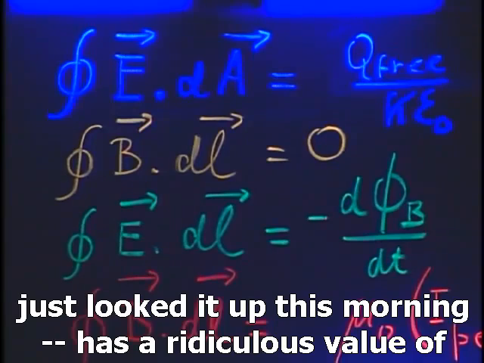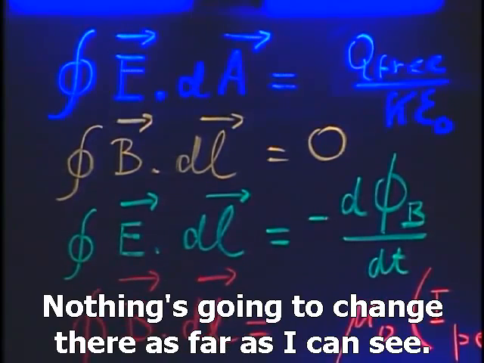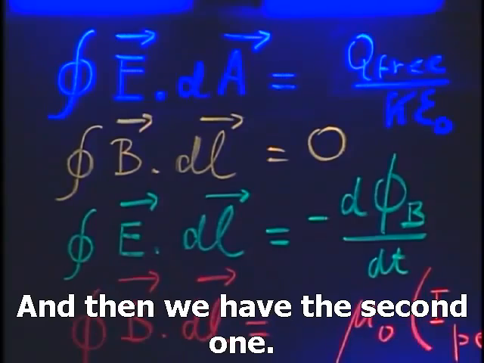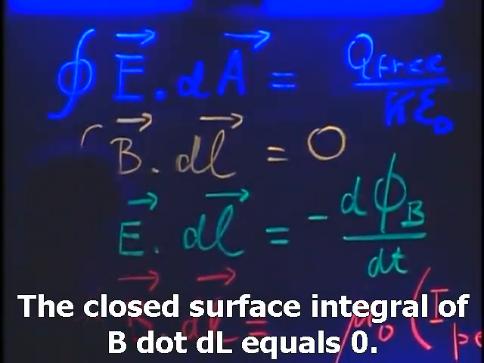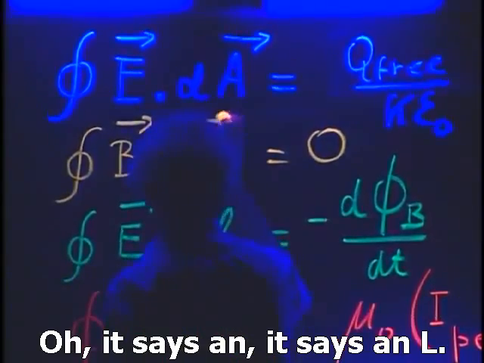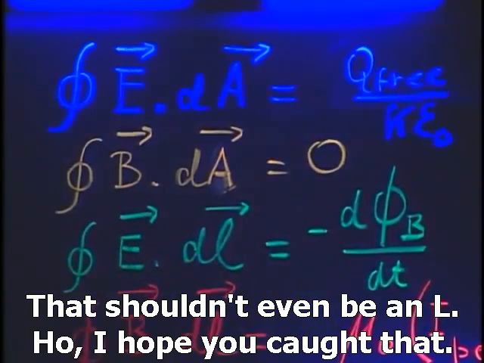And then we have the second one. The closed surface integral of B dot dl equals 0. Oh, it says an L. That shouldn't even be an L. Oh, I hope you caught that. This is an A, of course. How could I? This is the closed surface integral of B dot dA is 0.